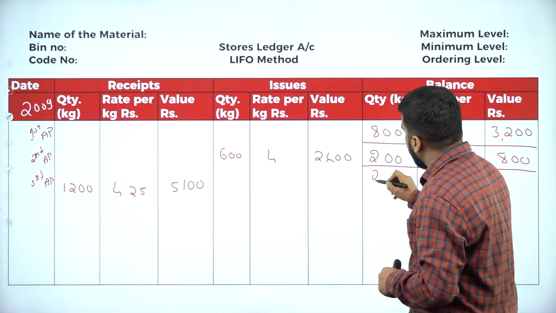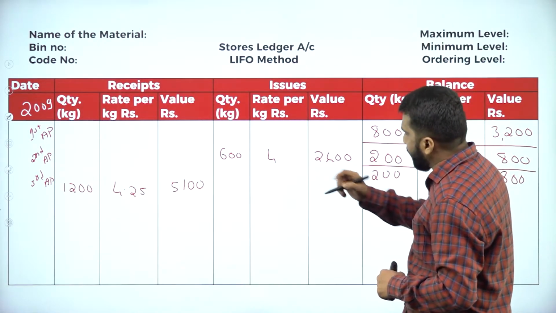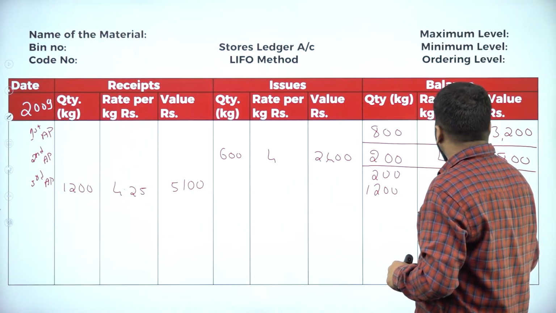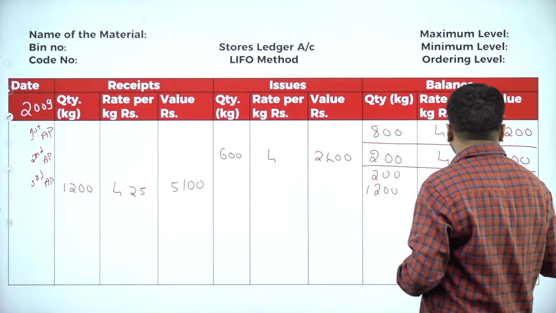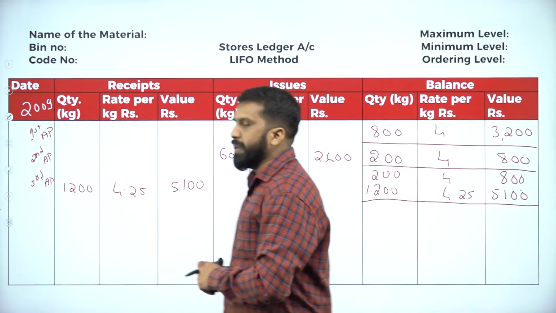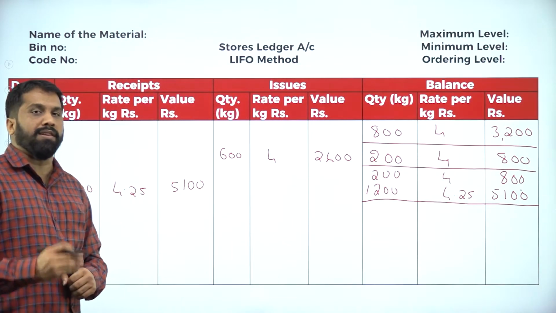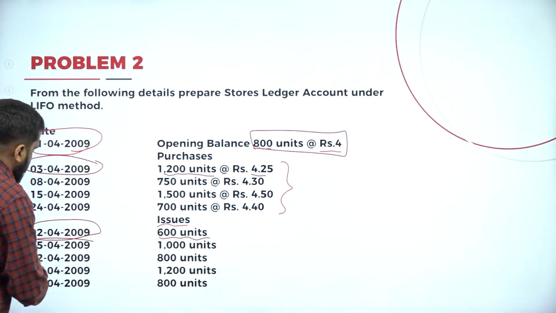First, we'll copy the old balance. Then we take the new balance: 1200 at 4.25, and it is 5100. Yes, now we're done with your 3rd April. We'll move on to the next one. So 3rd April is done. Next it is 5th April.